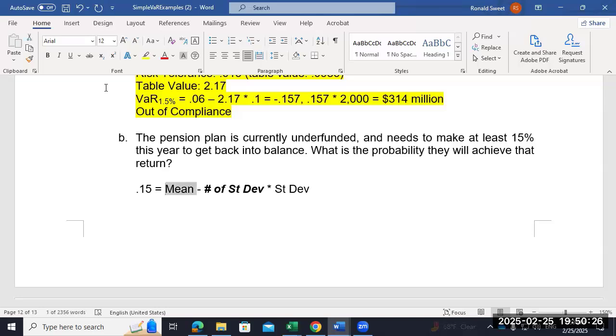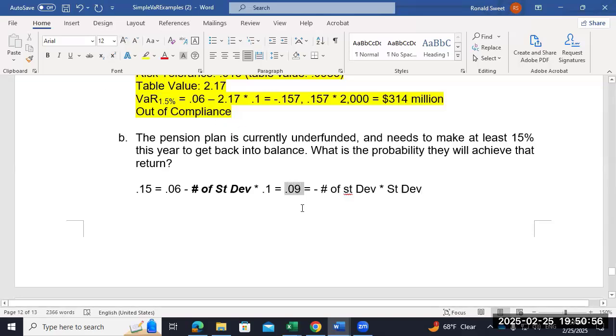Our mean is still 6%. That didn't change. We don't know the number of standard deviations. The standard deviation is 10%. So you just multiply that across. So you get 0.09 equals the mean minus the number of standard deviations times the standard deviation.